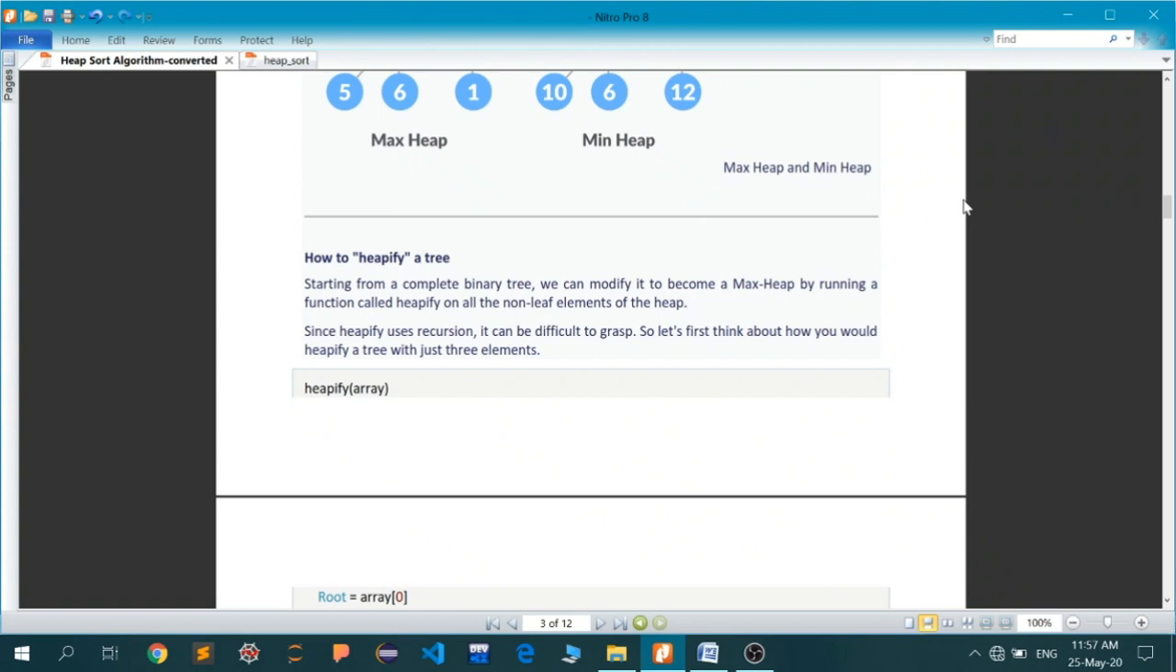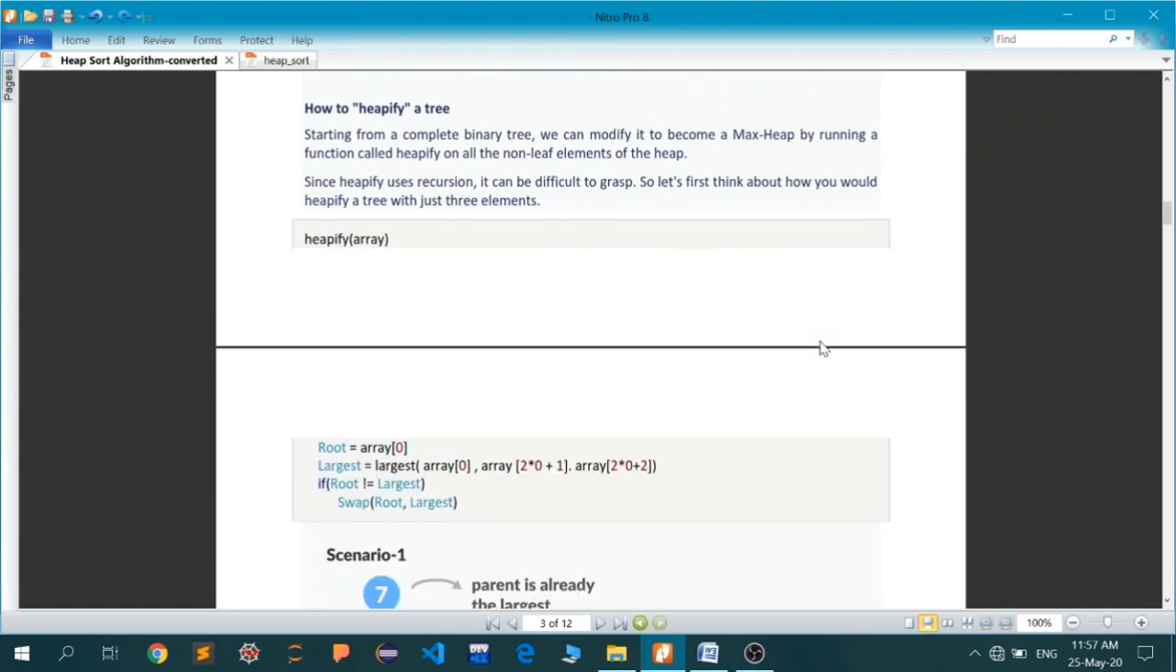Now, let me again tell you that heapify is going to use recursion. So if you are not comfortable with recursion, I must insist that you go back and read about recursion for a bit, because if you're not familiar with it, it is not going to make much sense how I have implemented this particular function called heapify. Okay, let's move on.